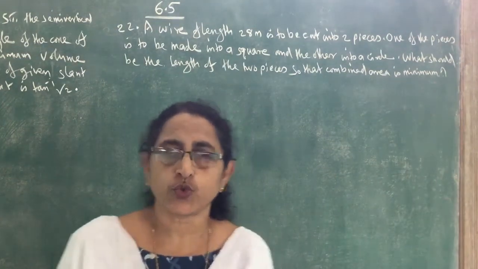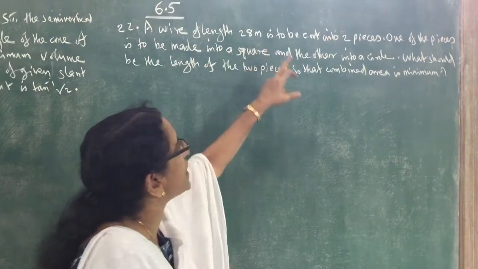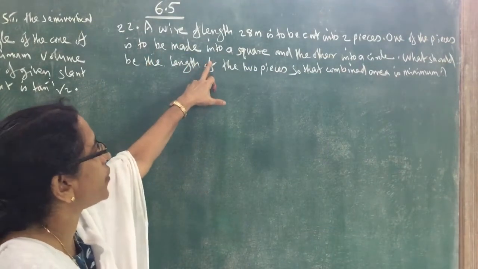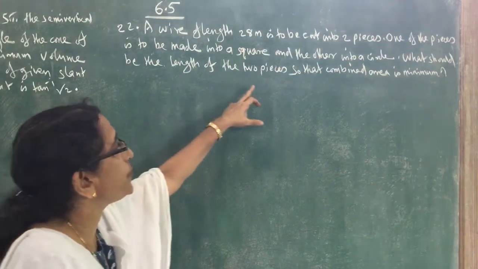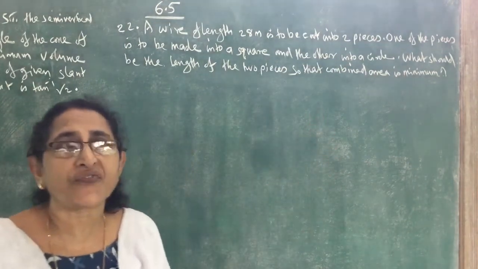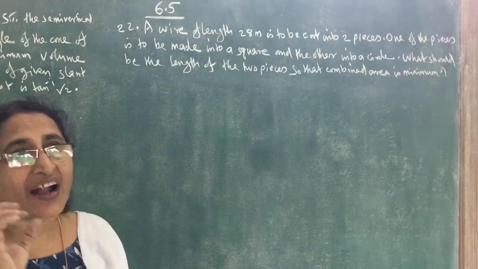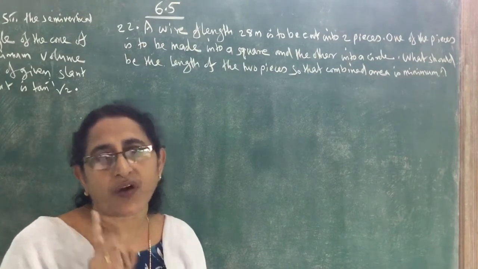6.5, Question number 22. A wire of length 28 meter is to be cut into two pieces. One of the pieces is to be made into a square and the other into a circle. What should be the length of the two pieces so that the combined area of the circle and the square is minimum? So what is to be minimum? You have to find that function as a function of only one variable.